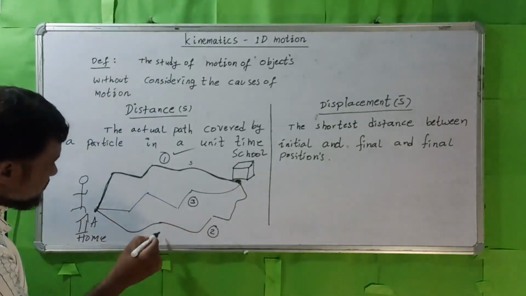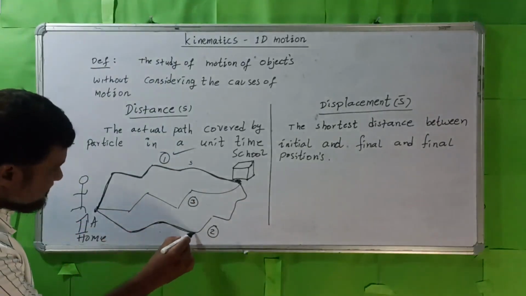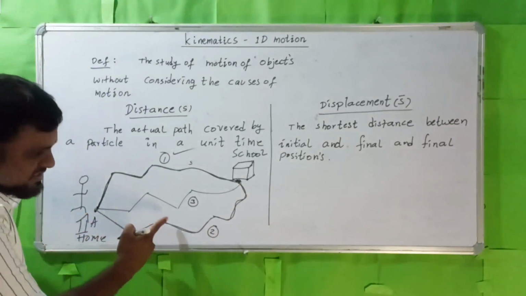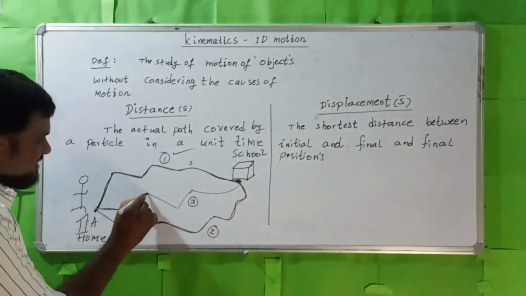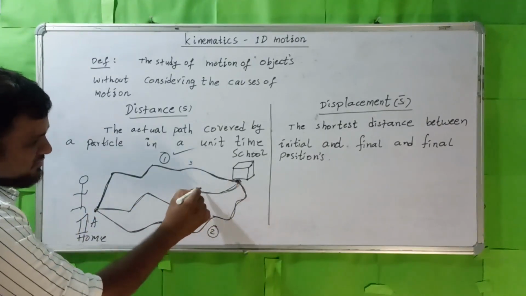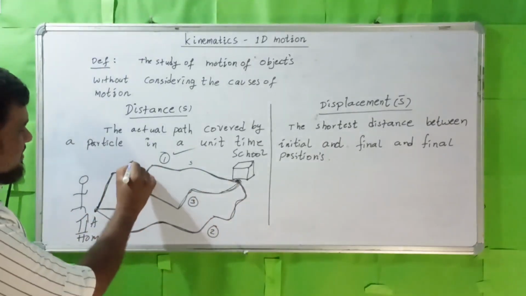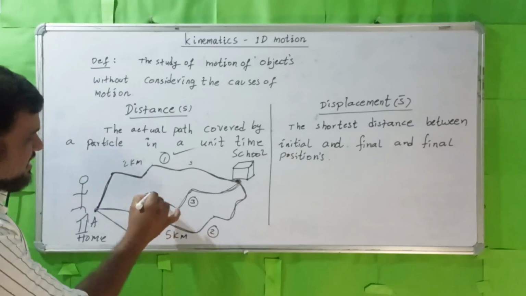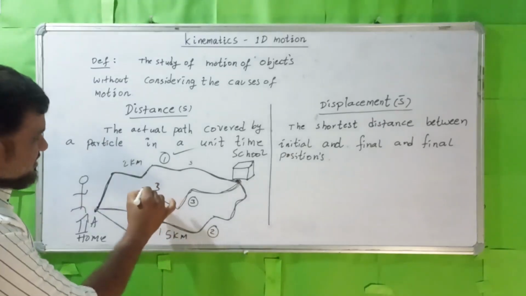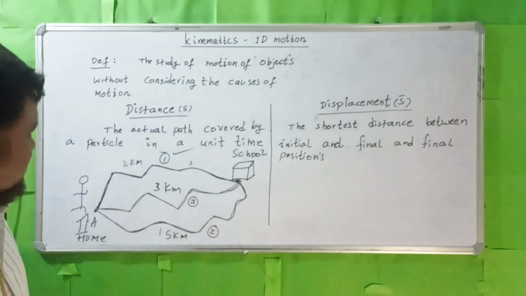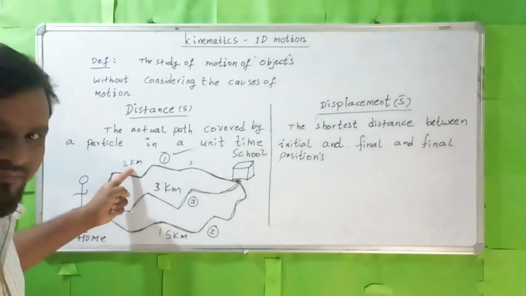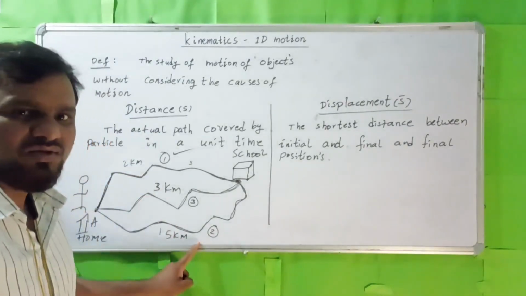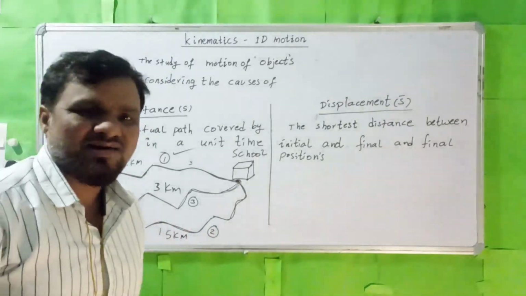Suppose he selects path 2, this is the actual path, and this will become distance. Why? Because it is an actual path. If we select path 3, this is also an actual path, distance. Suppose path 1 is given as 2 km, path 2 as 1.5 km, and path 3 may be some 3 kilometers. If you observe, it has magnitude. Magnitude is a number. 2 km is a number, 3 km is a number, 1.5 km is a number. So distance is a scalar quantity.